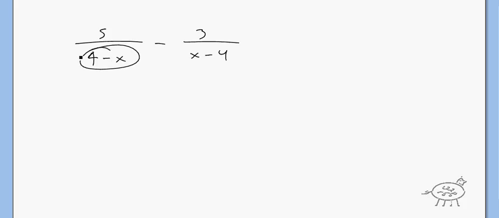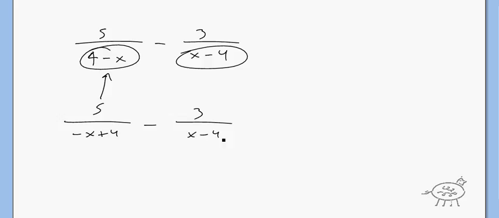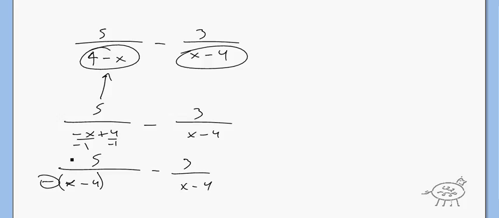So again, recognize that it's 4 minus x, x minus 4. So let's flip this around. So it's 5 over negative x plus 4 minus 3 over x minus 4. So I'm going to factor out a negative 1. So I get 5, and that, see that, now I factor that negative out. Let me write this out first. x minus 4. I'm going to put the negative right here. Get out of the bottom.